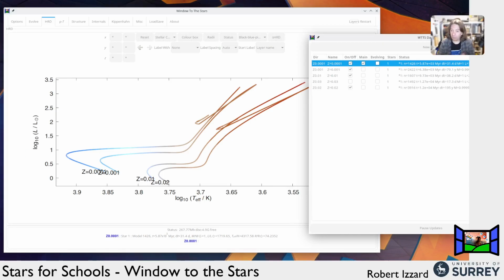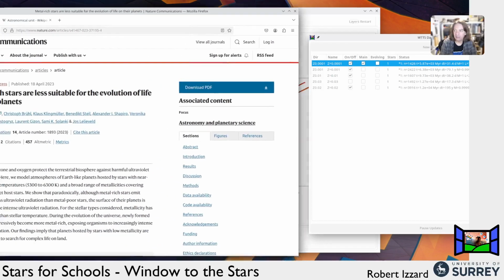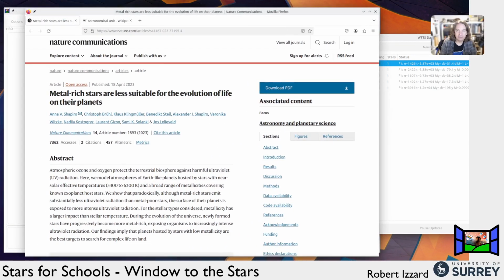Now, that's at least what we thought. There was a wonderful paper, which I'm about to show you, if I can find it. There's this paper, which is in Nature. So you can have a look. You can go find it yourself, by Shapiro et al. And they talk about whether ultraviolet from stars that have different metal contents is actually more or less likely to be good for life. And this goes completely opposite to what I've just explained to you.